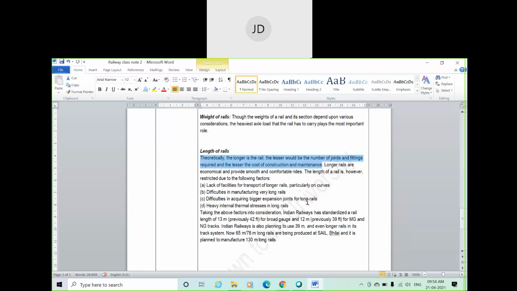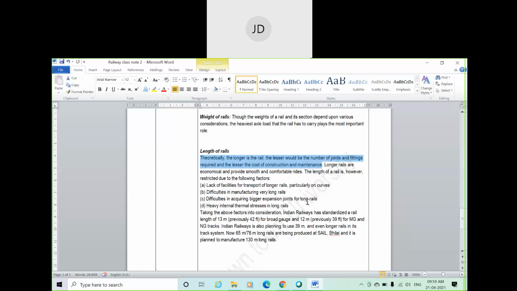So the first restriction is what? The lack of facilities for transport of longer rail, particularly on curves. In a curve, you cannot provide a straight rail, so we have to cut the rail. So we cannot provide the longer rail in all places, especially in curves.